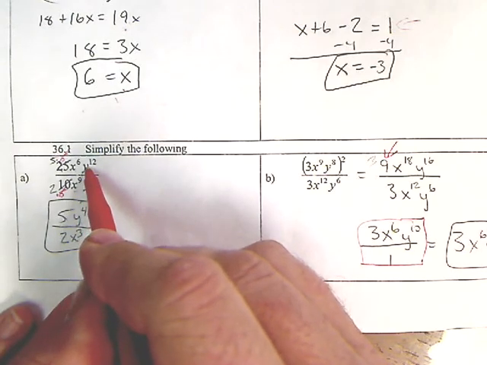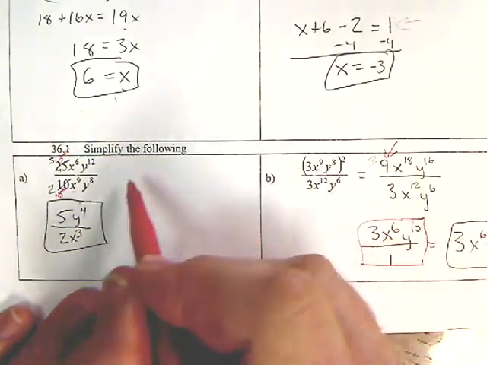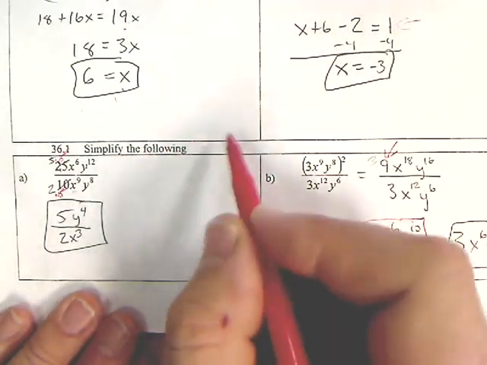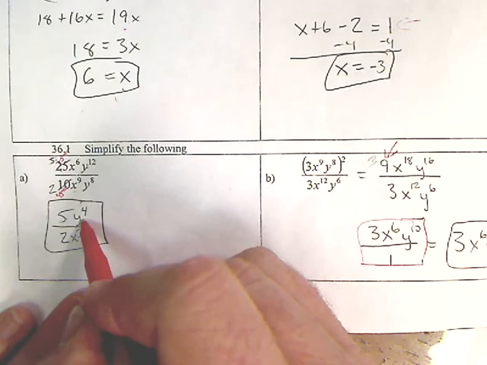12 y's being multiplied together. I could write them all out. 12 y's. 8 y's, write them down at the bottom. 8 of them would cancel out and leave me 4 on top.